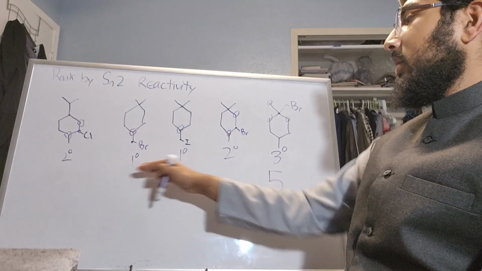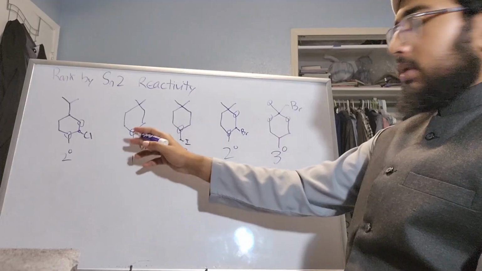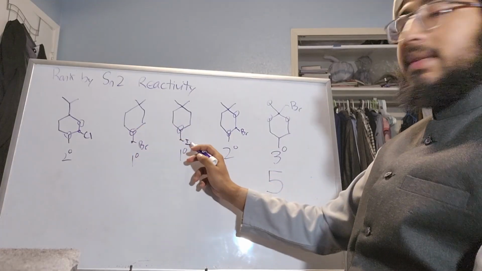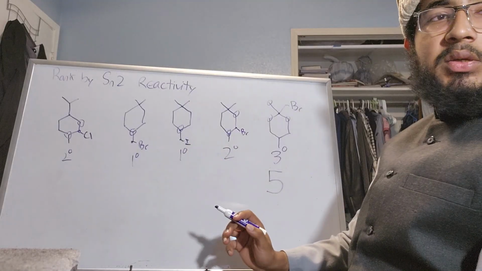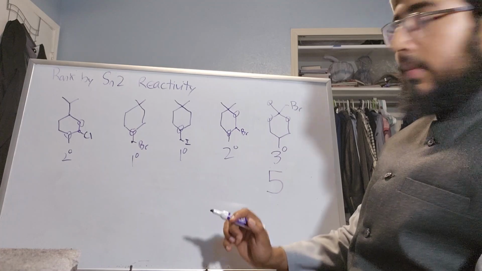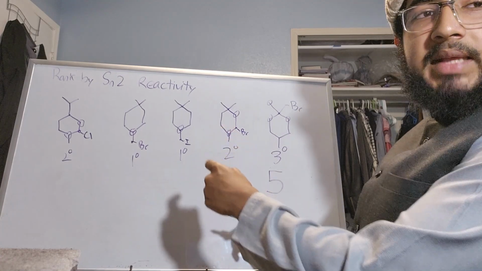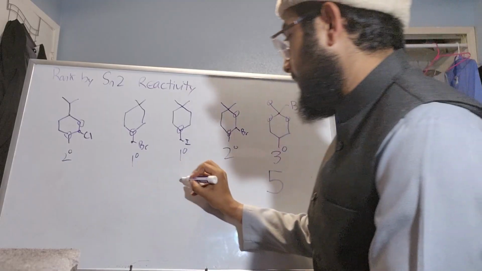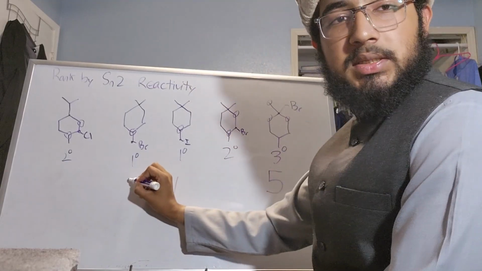Now, next one you want to look at is these 2. One, the first degree and first degree. Now, these are pretty much identical, but the only difference is this is a bromine and this is an iodine. Out of these 2, you kind of have to know which is the better leaving group. And between these, iodine is actually the better leaving group because it is much larger than bromine, which would put this in second place.